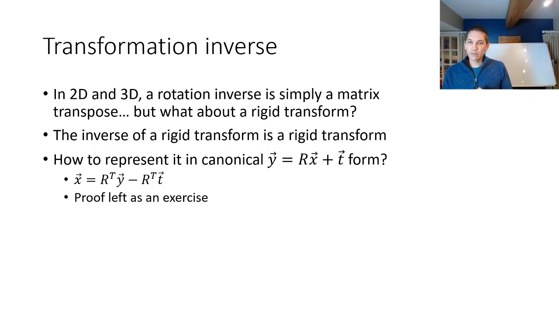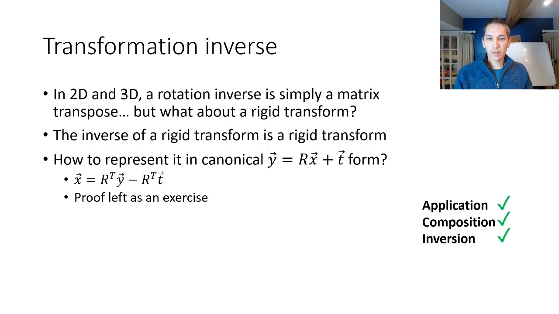Now rigid transformations also have inverses. Turns out that they are also rigid transforms, and just for the sake of time, we'll just give the equation here about how you invert the transform. If you had y equal to a rigid transform of some point x, then x is also a rigid transform of the point y with the inverse rotation and some rotated and negated translation. The proof here is left as an exercise. So we basically checked off the first three basic operations for transforms: application, composition, and inversion.